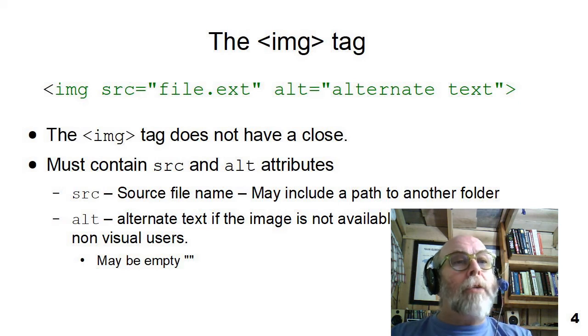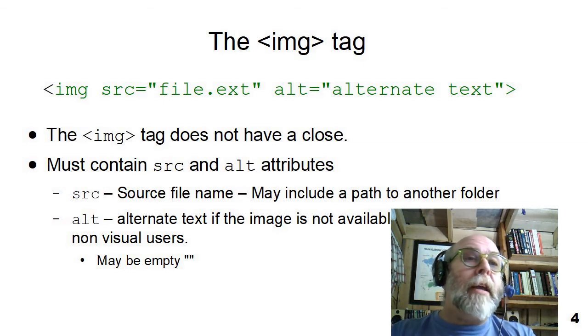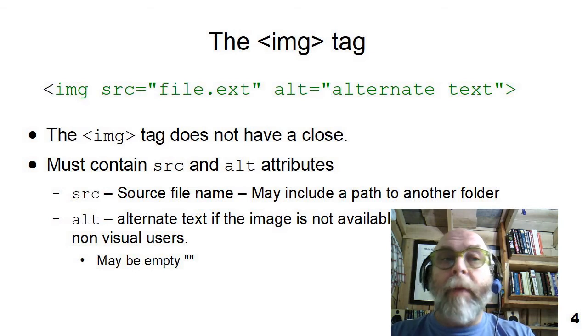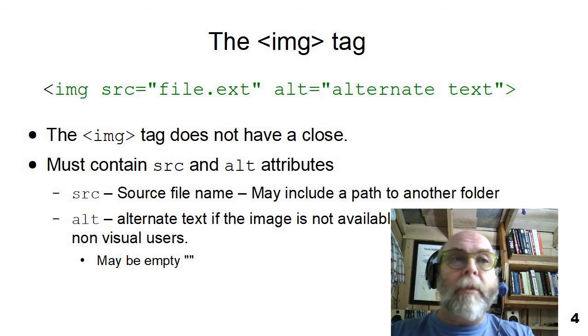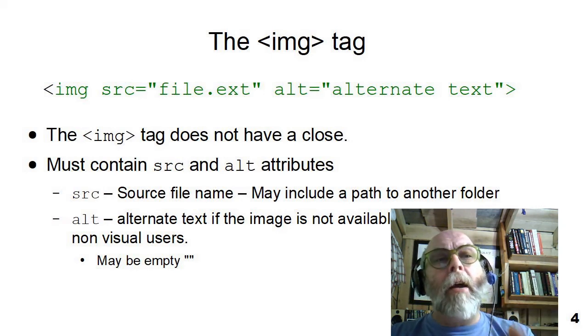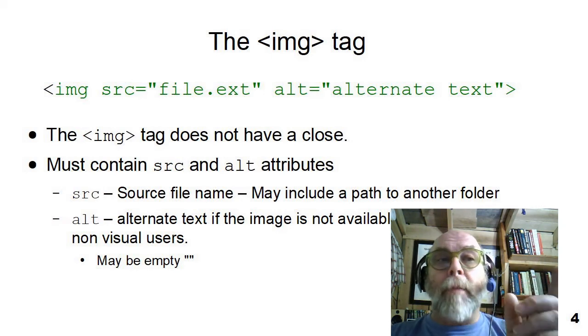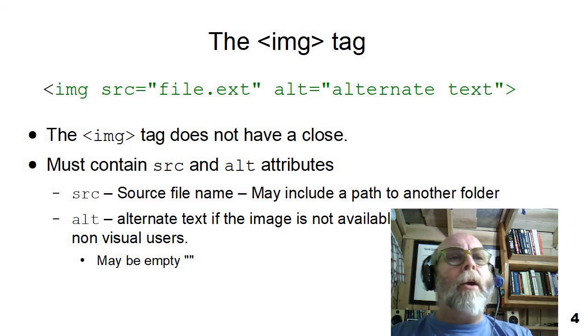The alt attribute is also required. You must have an alt on every image. And what you do is you put in a description of what the image is. You do that so that people who are using a browser that can't see the images, or people who are visually impaired or don't have the visual acuity, can still say, well, there's a block there that contains a picture of blah, blah, blah.